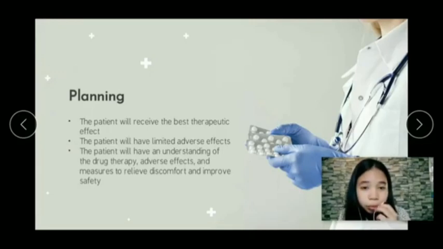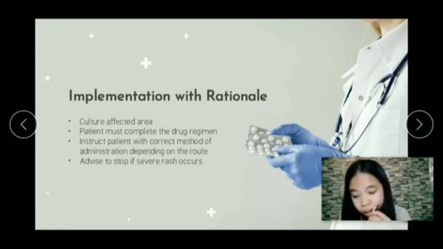And in order to achieve this, our nursing interventions would be first, culture the affected area before beginning therapy to identify the causative fungus, or patient must complete the drug regimen to achieve maximal results, and instruct patient with correct method of administration depending on the route to improve effectiveness and decrease the risk of adverse effects. And so troches should be dissolved slowly in the mouth. Vaginal suppositories, creams, and tablets should be inserted high into the vagina with the patient recumbent for at least 10 to 15 minutes after insertion.